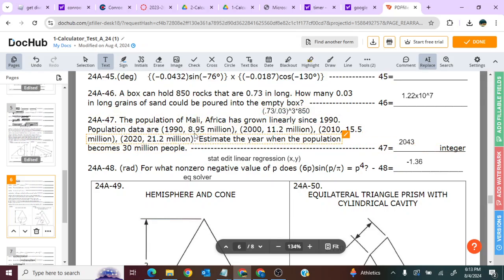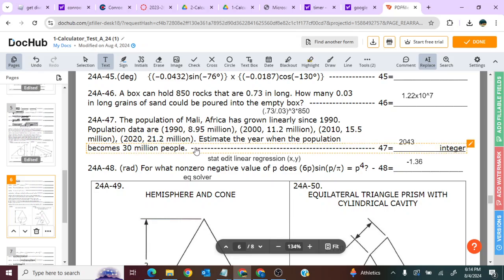47, you got to use stat edit and then use a linear regression. Go to stat, edit, put in all the data points they give you. If you want to simplify, you can put the years and then remove the million from all the y values and then just set y1 equal to 30. Or you can actually write 8.95 million, all of that.